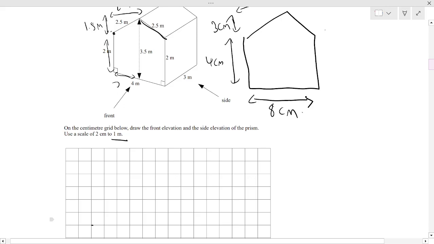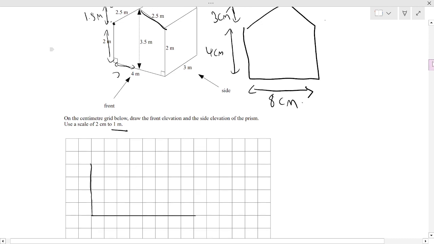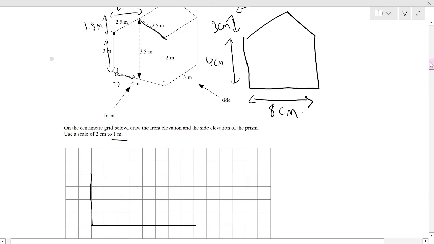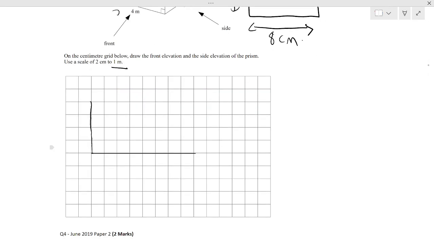So firstly, 8 centimeters. We're going to need 8 boxes. So it's going to be 1, 2, 3, 4, 5, 6, 7, 8. Cool. Then 4 centimeters straight up. So it's going to be 1, 2, 3, 4. Oh, it's a bit rubbish, that is. Okay, then we need another 3 centimeters up. I'm going to need to draw it down, aren't I? It's going to go off the graph.